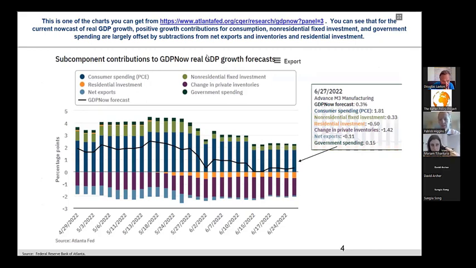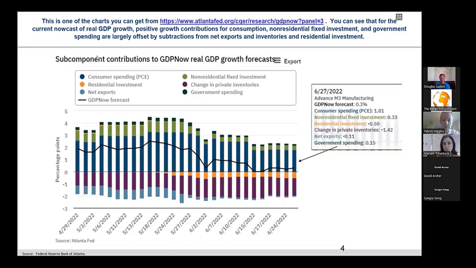This is one of the slides that we put up on our website, and the URL is up at the top there. This is decomposing each day's estimate of GDP growth into the subcomponent contributions. There are 13 subcomponents that GDPNow forecasts, but we collapsed some of these into coarser categories. So nonresidential fixed investment, for example, is structures, equipment, and intellectual property products, and those have all been combined together in that one bar.